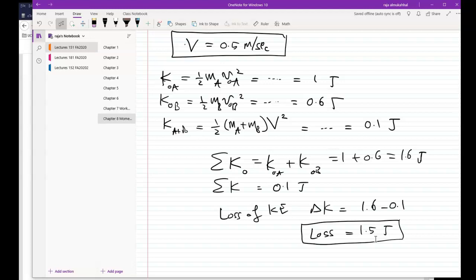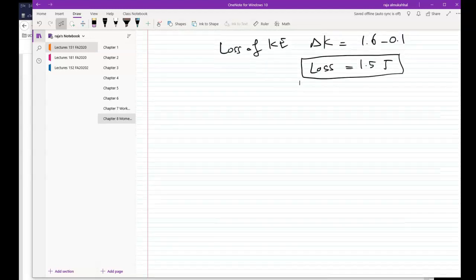All right, let me move on to elastic collision. Elastic is a little bit more elaborate and a little bit harder, so you want to pay attention. Also, I'm going to give you a couple of formulas that are not in the book that will be very helpful for you to solve problems.